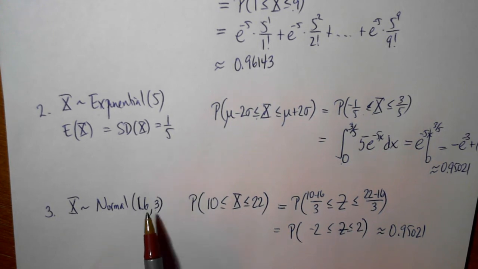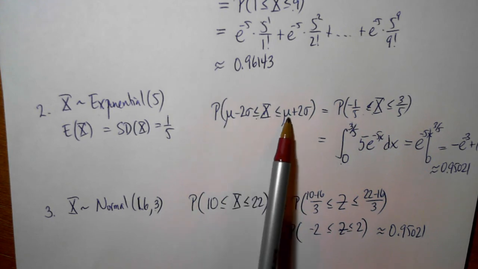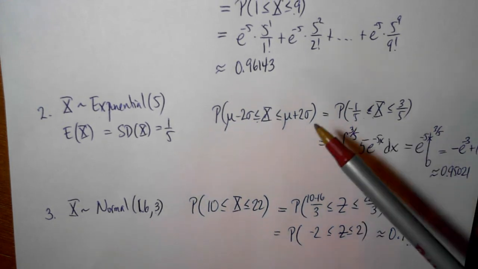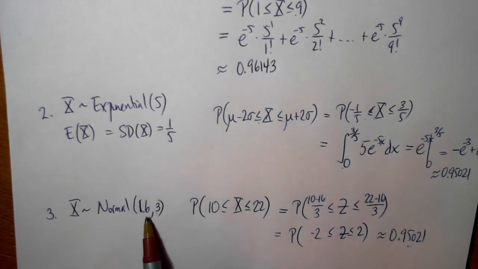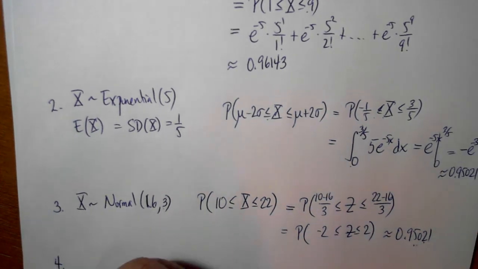And I'll let you think about this, but it doesn't matter what these numbers are. This could be any mean, this could be any standard deviation, and when I compute this probability, it will be the exact same thing, 0.95021. That's a property of the normal distribution, and that's not true of the previous two problems involving the Poisson and the exponential. You can have any two numbers here you wish, as long as sigma is positive, and you get the same answer. Okay, number 4.